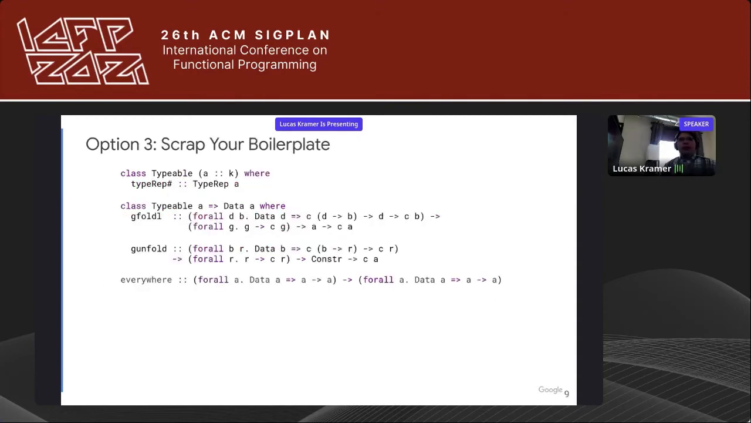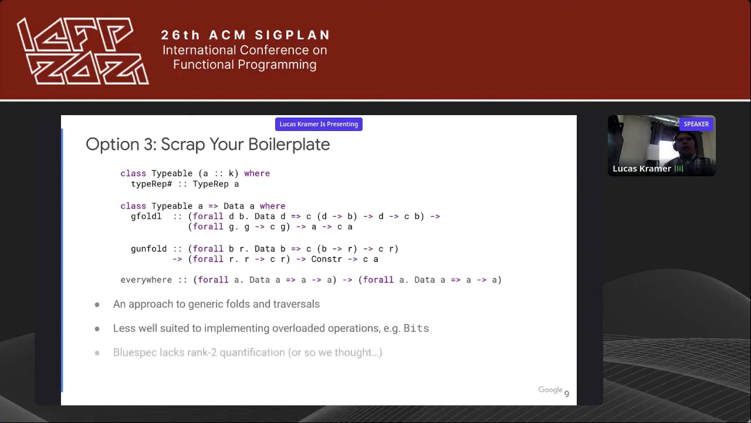Just for completeness, we also did think about Scrap Your Boilerplate, which is an approach to doing generic folds and traversals. Most of you are probably familiar with it. This is maybe a little less well suited to implementing overloaded things like Bits. Another more subtle issue is that Bluespec doesn't have the same kind of rank 2 quantification we'd need for a lot of these types, like the type of gfoldl, for example, or so we thought. I'll get back to that in a minute. So based on this, we decided to implement something along the lines of GHC.Generics in Bluespec.